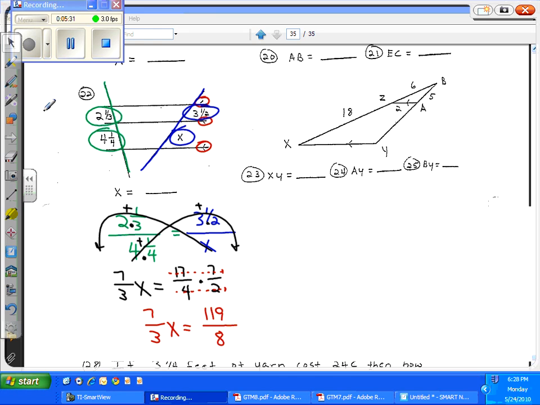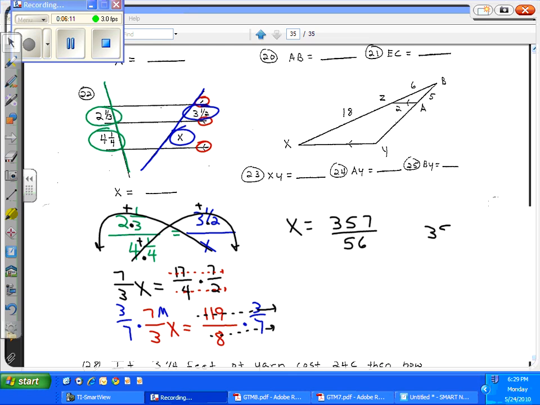On page 25 of the Algebra 1 text, we said we're going to undo multiplication by division or. Remember, we said or. We're not going to just let you say undo multiplication by division. You undo multiplication by division or multiply by the reciprocal. So we're going to multiply by 3/7. And so that's going to give us x is equal to 119 times 3 is 357 over 8 times 7 is 56.